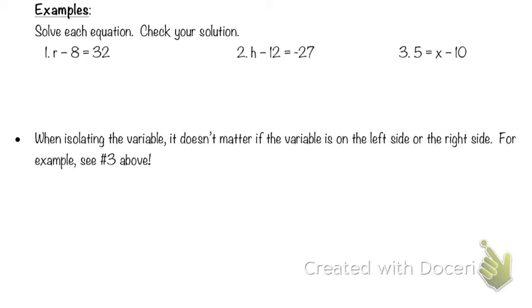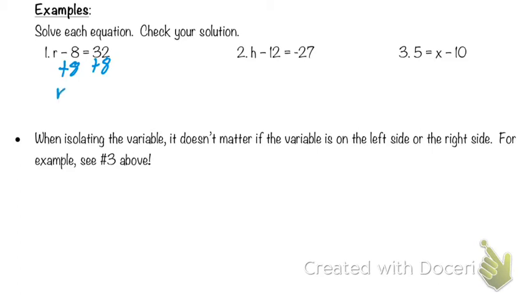So we have to undo what's happening with it. We have to undo subtraction. How do we undo subtraction? You add, and we have to add 8 to both sides. Why are you choosing 8? Because it's being subtracted, and you want it to be 0. We're going to choose whatever number is being subtracted because negative 8 plus 8 is 0.